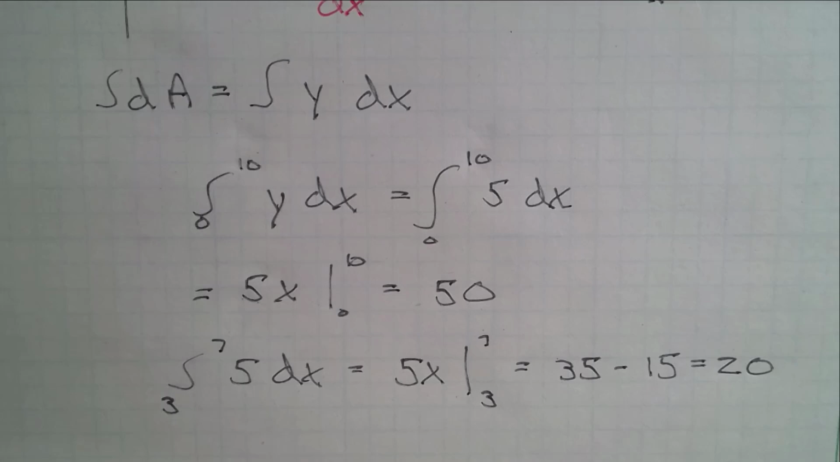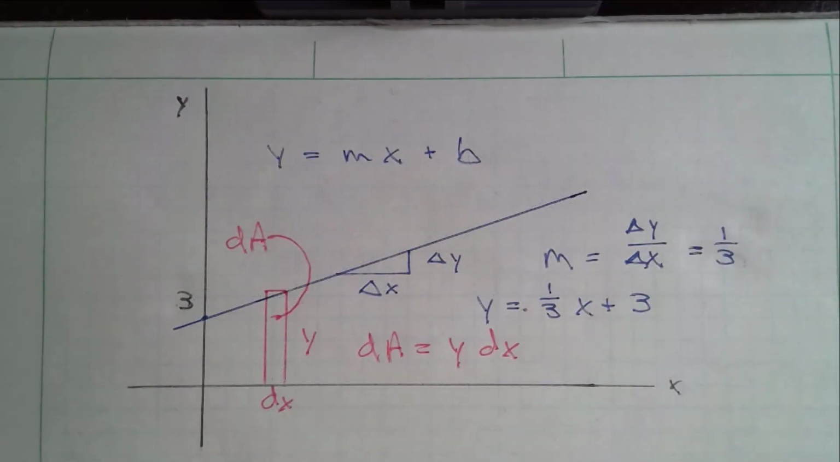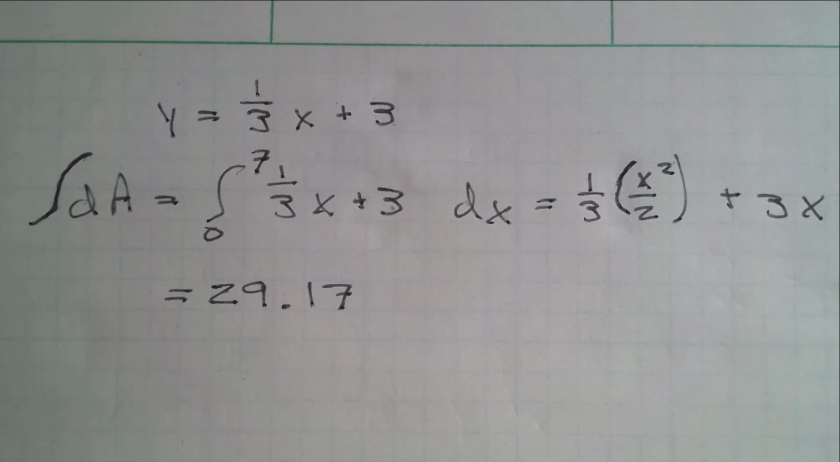So now let's look at the original equation. Instead of a straight line, be a little bit more complicated. We're going to take the integral, and I'm going to choose the limits of 0 to 7. Take the integral of 1/3 x + 3 dx, and it results in, bring the 1/3 out, x squared divided by 2, whatever power you raise it to, divided by, plus 3x, and it's from 7 to 0, and it results in an area under this line of 29.17.